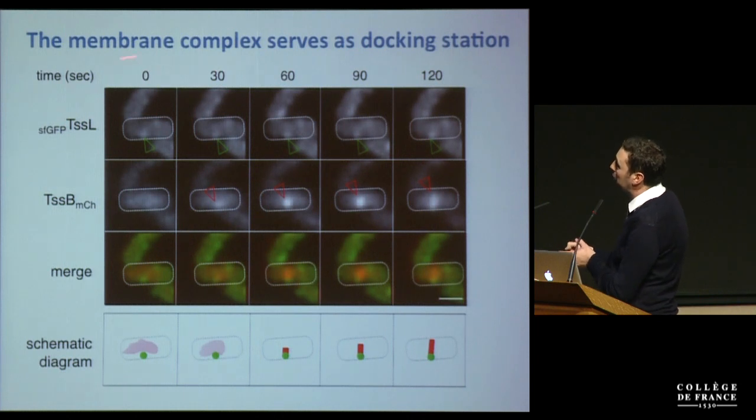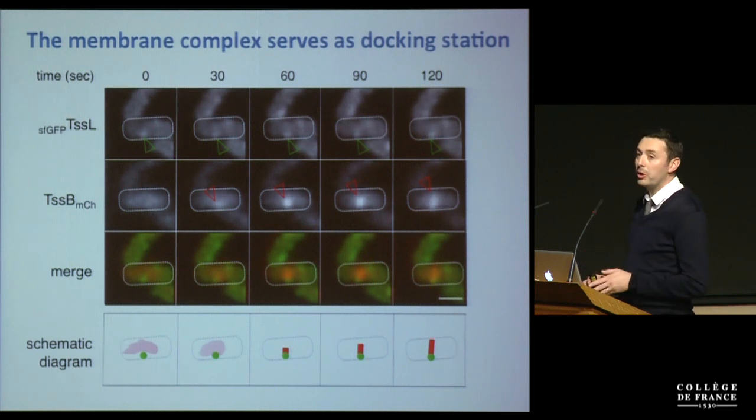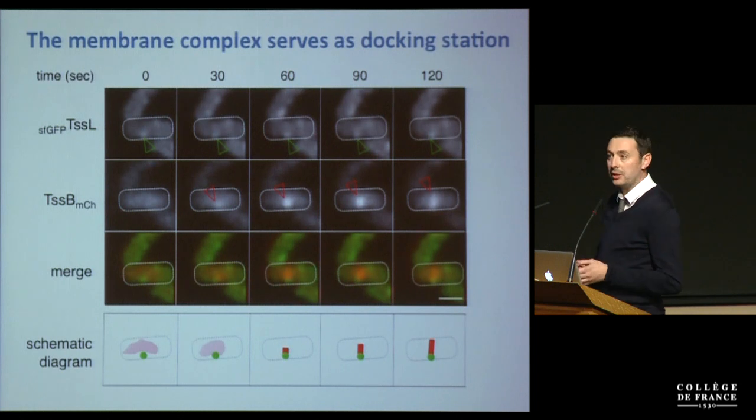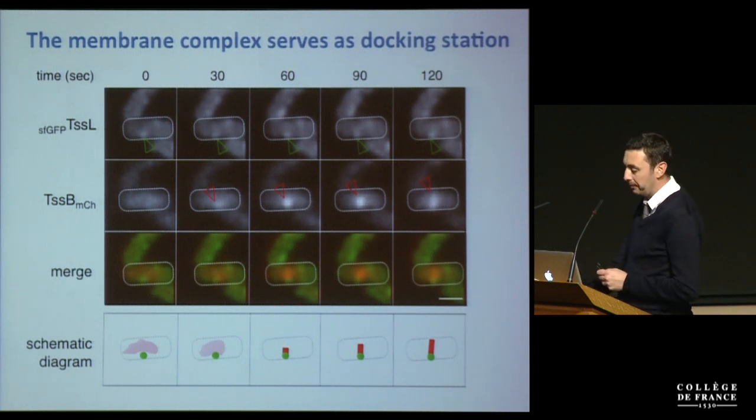And if you do time-lapse experiments here with a double fusion, where there is GFP fused to one of the membrane complex proteins, TssL, and if you fuse mCherry to TssB, one of the sheath components, you will see that the first complex to be assembled is a membrane complex here, and then there will be recruitment of the sheath protein, and then the sheath will just elongate in the cell. Okay, so the membrane complex serves as a docking station for the assembly of the tail.